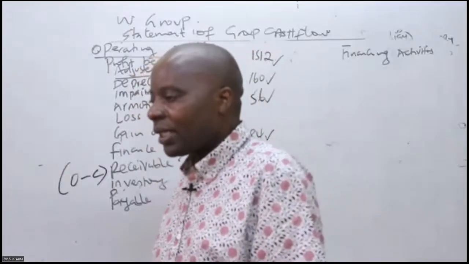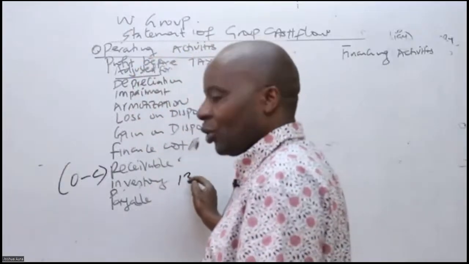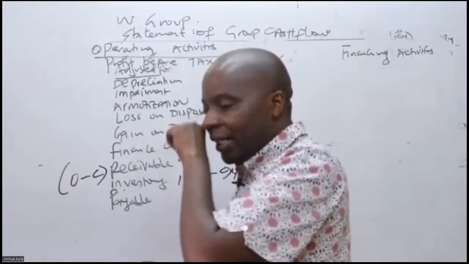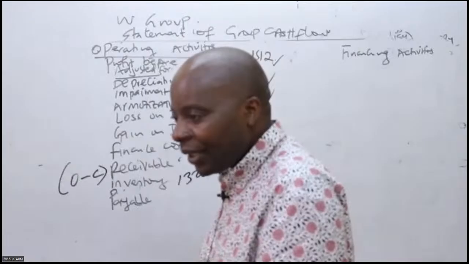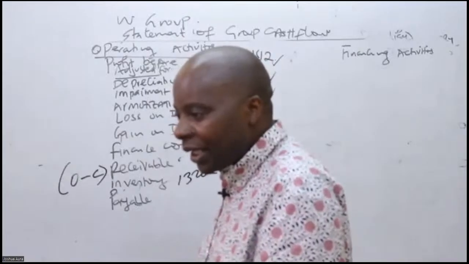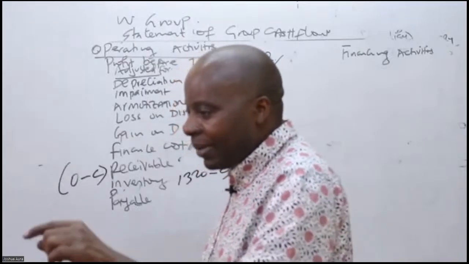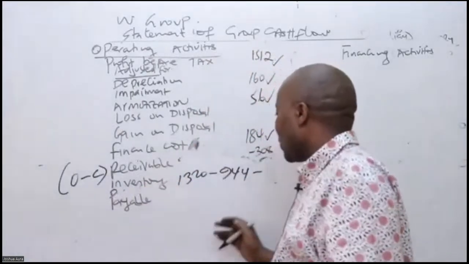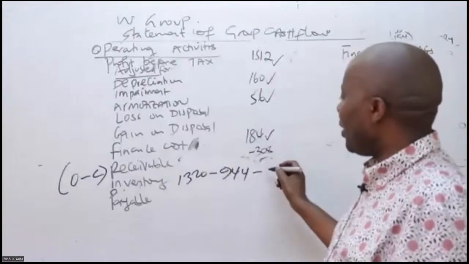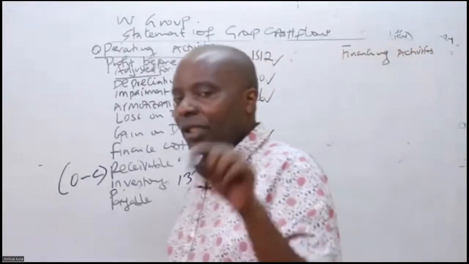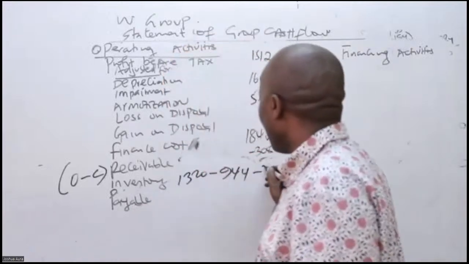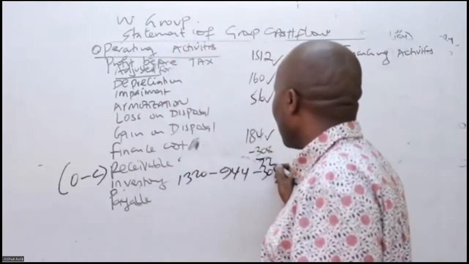Like Terry has told us, opening inventory is 1320. Closing inventory is 944, and then we did the sell. We'll come back to that. Now we are handling this. So now here, the inventory of the C Limited, which was disposed, is 304. So if you do it that way, then you'll be able to get that 72.